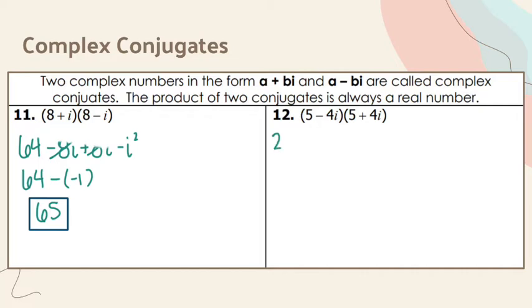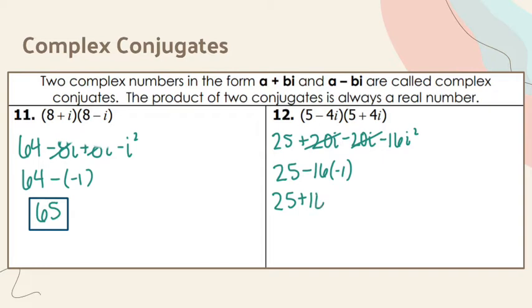5 times 5 is 25. 5 times 4i is positive 20i. Negative 4i times 5 is negative 20i. And negative 4i times positive 4i is negative 16i squared. Our middle terms cancel. 25 minus 16 times negative 1 is just 25 plus 16, which is going to give us positive 41 as our final answer. So again, we took complex numbers and changed them to a real number.